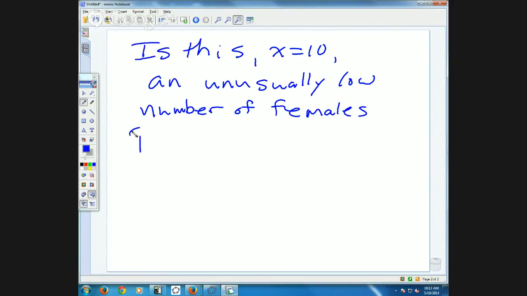So I want to know, what is the probability that x is less than or equal to 10? And less than or equal to is what the binomial distribution, the CDF, does.